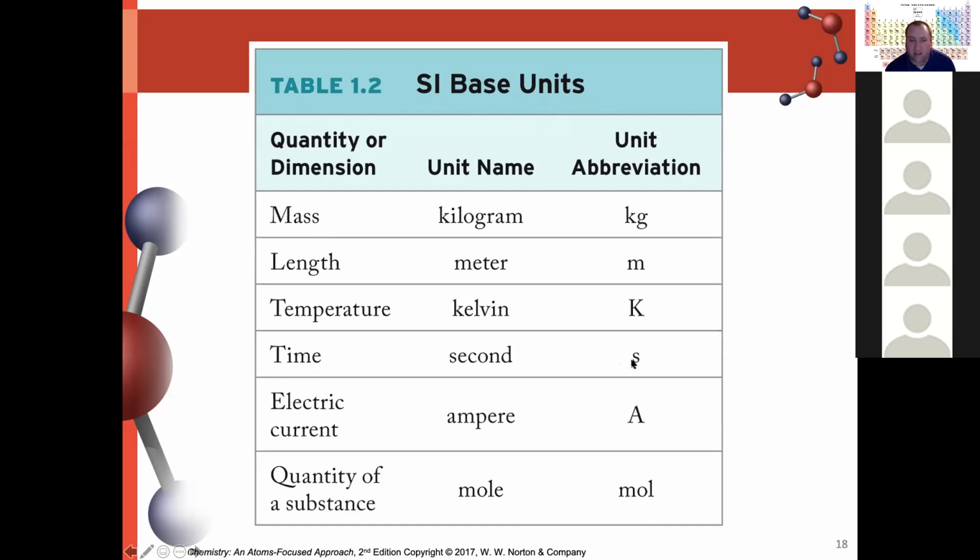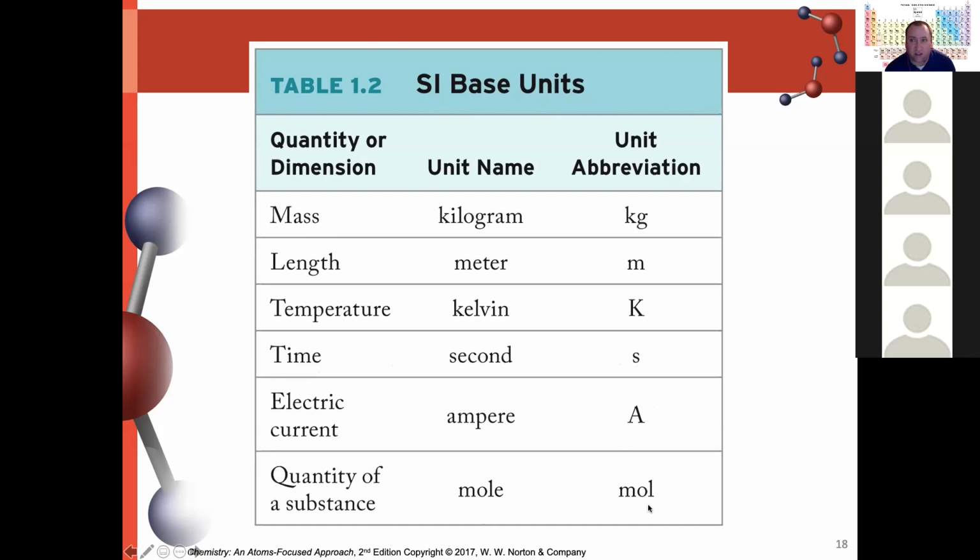Base unit of time is the second. Base unit of current is the ampere, which we won't really talk a whole lot about in this class. But if you take Chem 2, amperes become very important when you learn about electrochemistry. And then finally, quantity. For that, we use the mole.